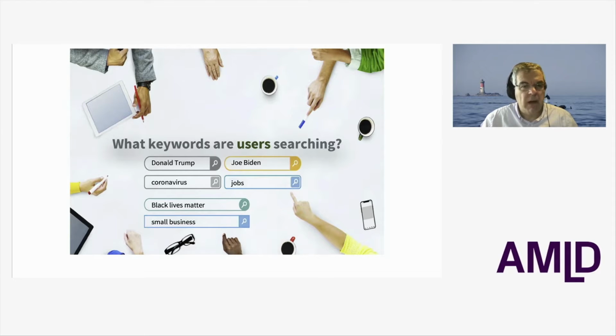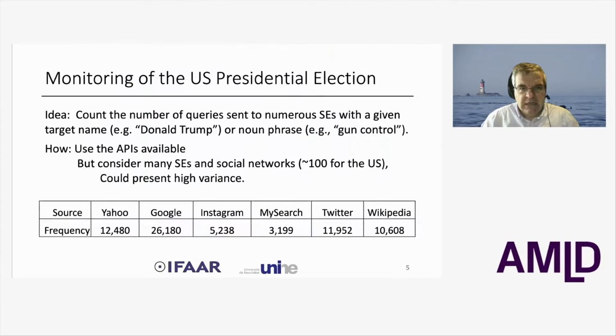If you send a query about Donald Trump, gun control, you are more or less interested in the target topic or person. So what we can do, and what we have done, is to count the number of queries sent, of course, to search engines with a given name, for example, Joe Biden, Hillary Clinton for the last campaign, or known phrases, illegal immigration, gun control. To achieve this, we have a set of APIs, and each of these APIs is able to provide corresponding information.